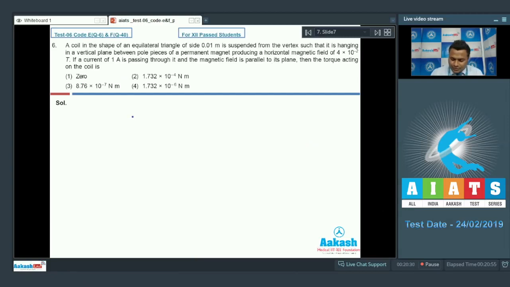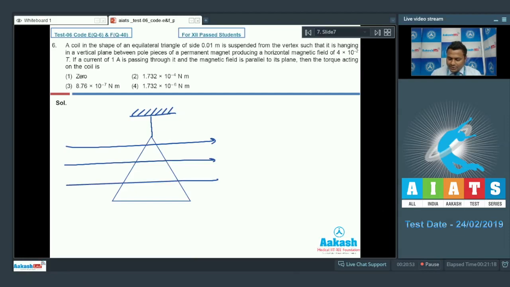So we have to talk about the torque acting on a current carrying loop. The loop is in the form of a triangle, suspended vertically, and a horizontal constant or uniform magnetic field is present. The loop is carrying a current of I ampere.